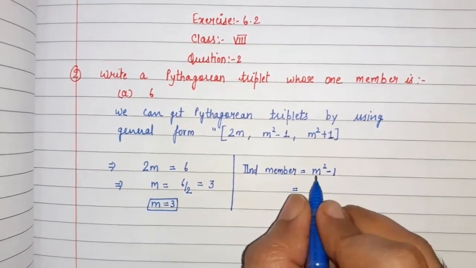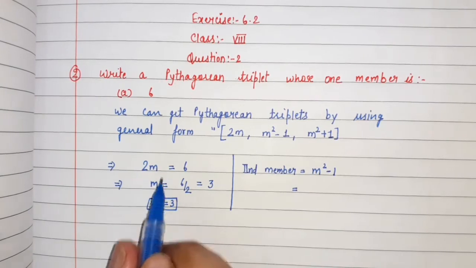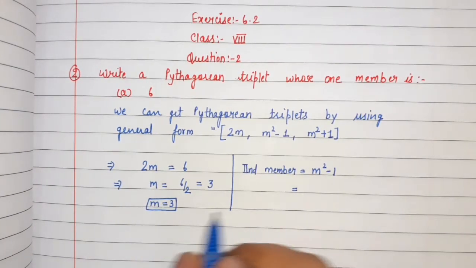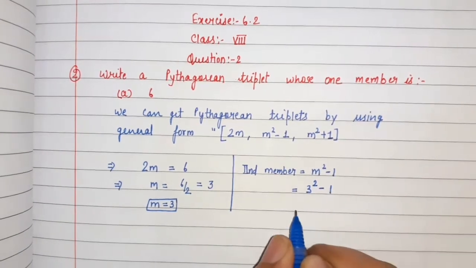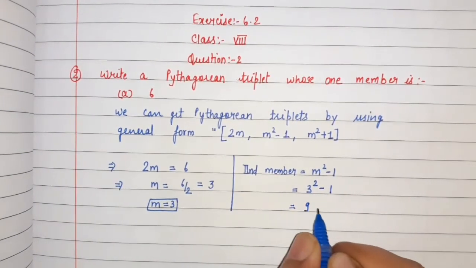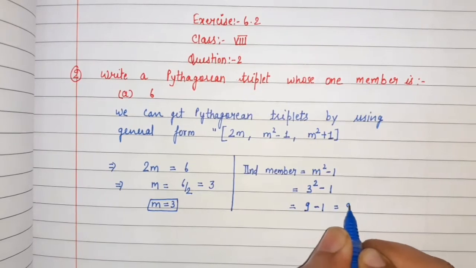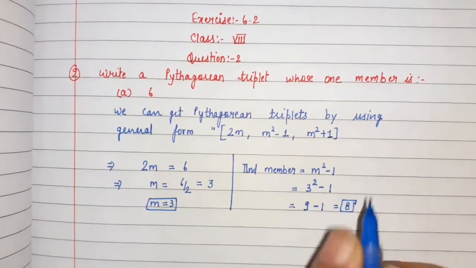Now second member of triplet, second member is equals to m square minus 1. What is the value of m? This is the value of 2m and this is the value of m. So put it here. Value of m is 3 square minus 1. What is 3 square? 9. 3 into 3 minus 1. So this is our answer, 8.